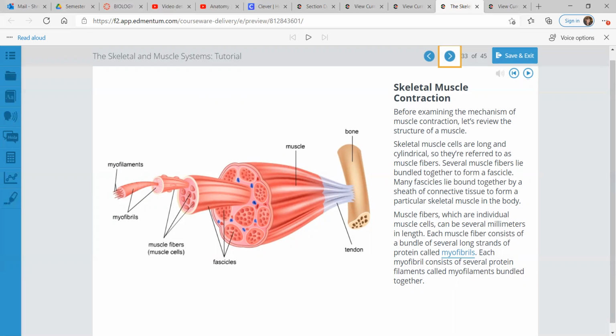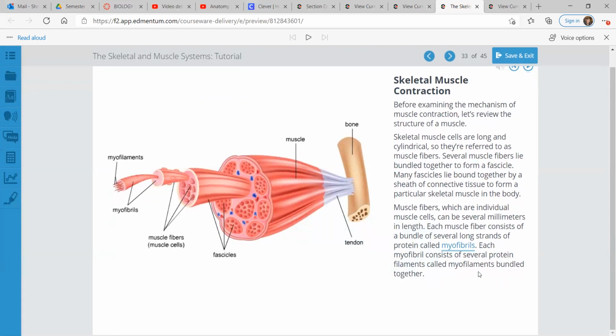Muscle fibers, which are individual muscle cells, can be several millimeters in length. Each muscle fiber consists of a bundle of several long strands of protein called myofibrils. And if you click on myofibrils, it's an elongated thread that plays a role in the contraction of muscle fibers. And each one of those myofibrils consists of several protein filaments called myofilaments bundled together. So you notice the common theme is things bundling together and then being bundled together with other things, right? Look at this bundle within a bundle within a bundle and within a bundle.